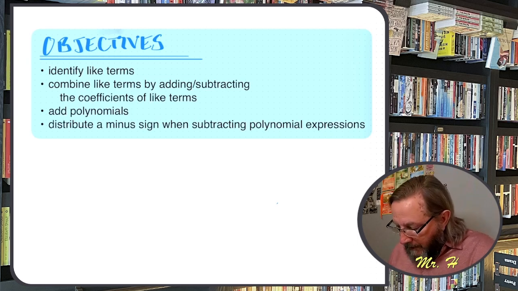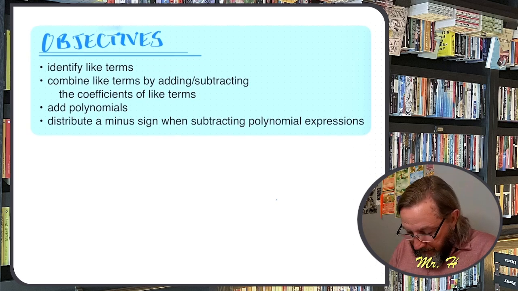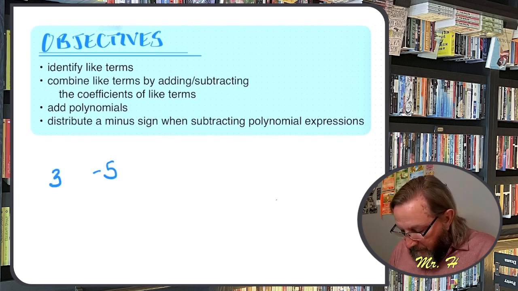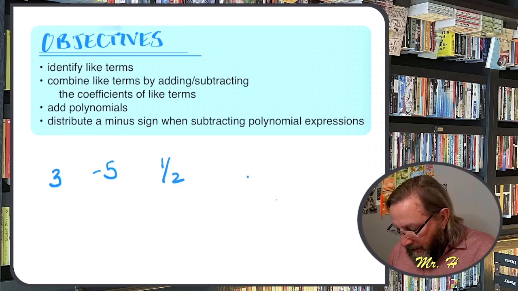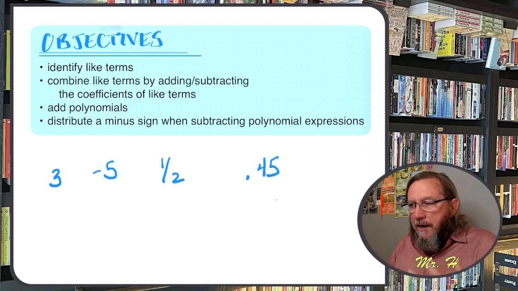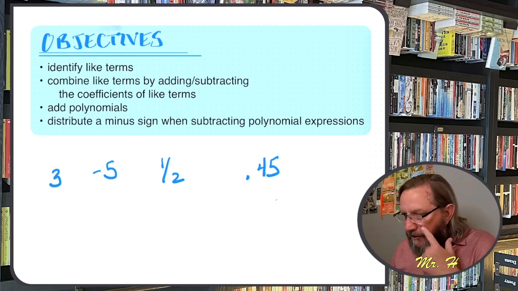So let's talk about what are terms? Well, terms can be numbers. They can be positive numbers, they can be negative numbers, they can be fractions, they can be decimals. A number can be a term. If a number is just by itself, remember, we call it a constant, and that can be a term. What else can be a term?